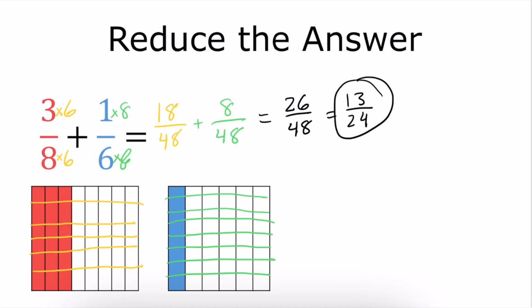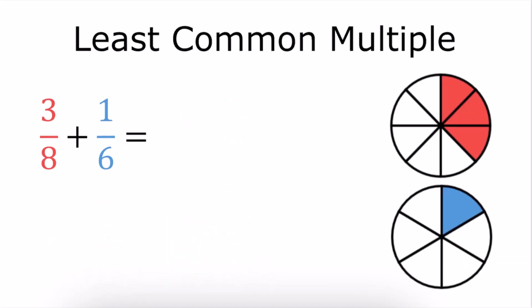However, there is an easier common denominator that you can find with 8 and 6, and that's known as the least common multiple. So the least common multiple is basically a multiple that 8 and 6 have in common, but it's the smallest one.